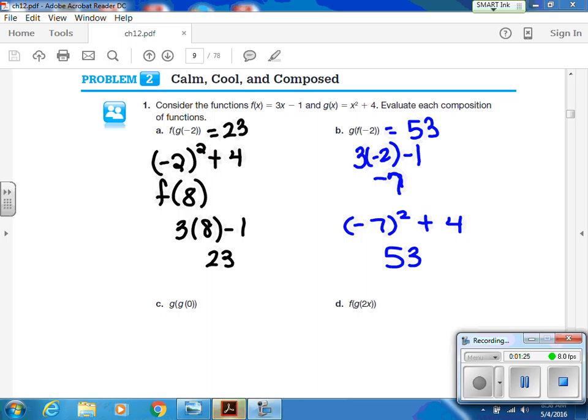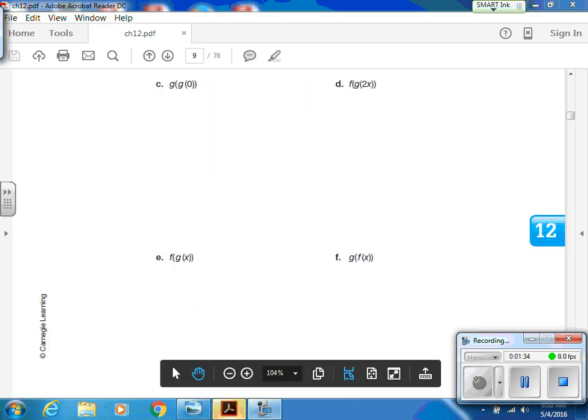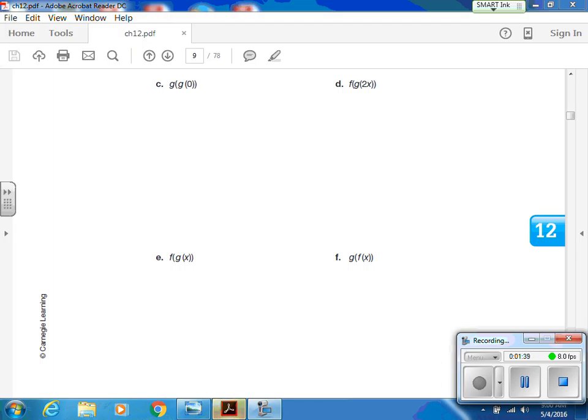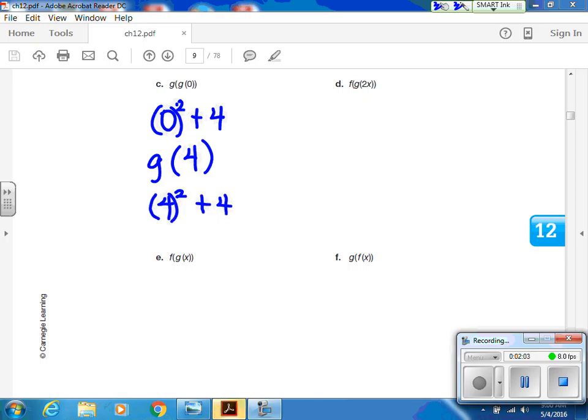Try C and D. Okay, so g of 0. I'm going to take 0, put it into g, and then what am I going to do with that answer? Put it into g again. Exactly. So what was g? X squared plus 4. So I have 0 squared plus 4, which is 4. And then that goes into g, so I have 4 squared plus 4, which is 20.